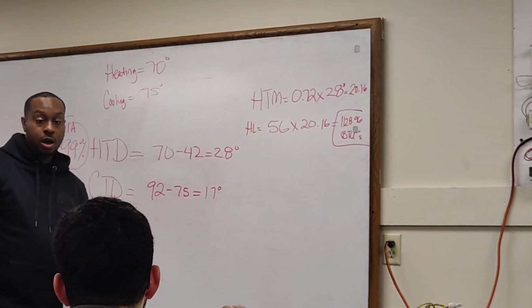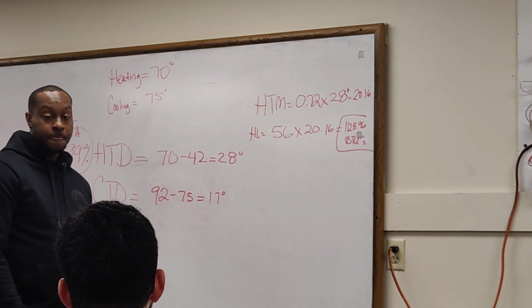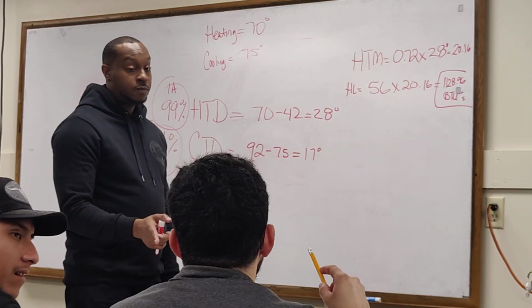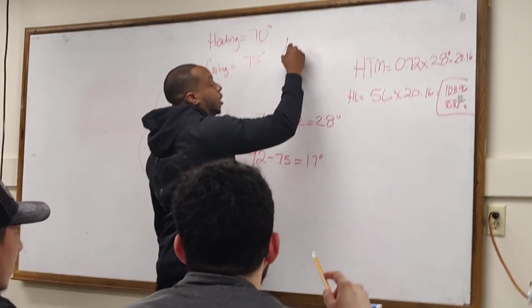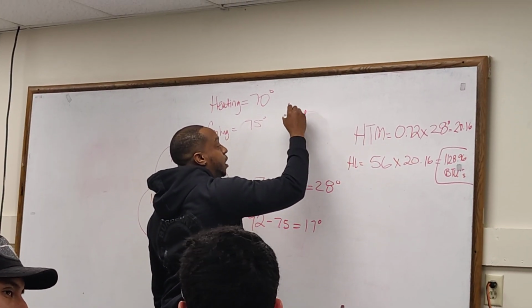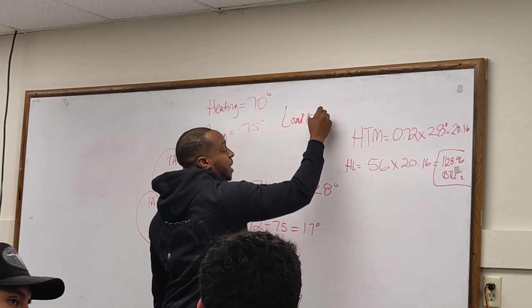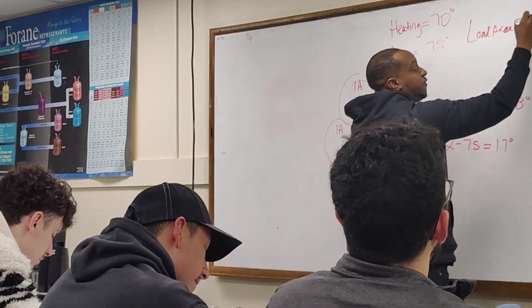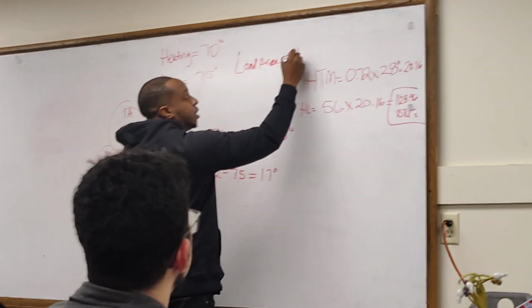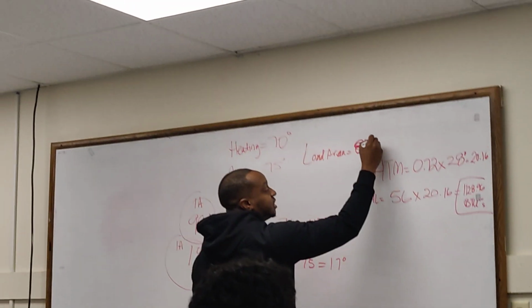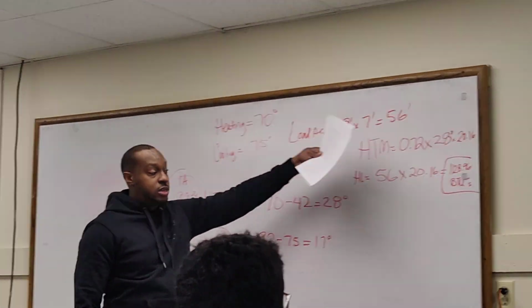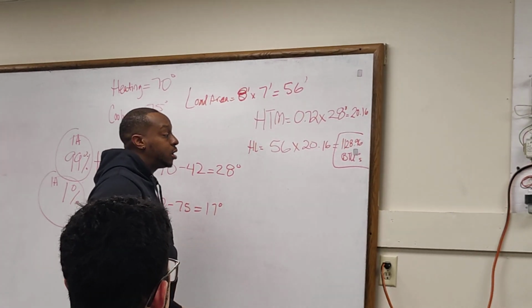Okay, see, that makes sense. So what does RA mean? What is RA? Y'all confused? Reference area. Load area. We just made up a load area. The area was an 8 by 7 room, which equals 56 feet. That's the load area. Whatever the room number is, then you have to put that here.